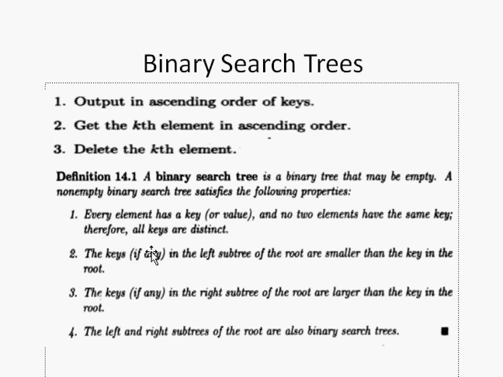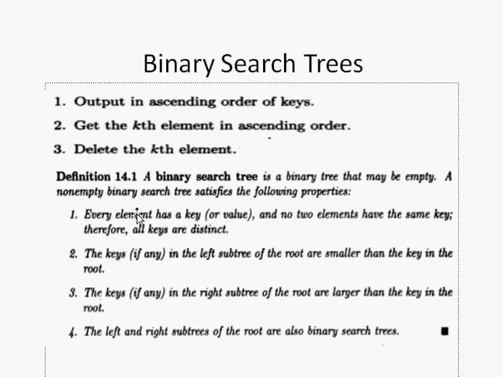Okay, and before that we will look at what this binary search tree is. So the definition of binary search tree: it is a binary tree. It might be empty, hence that may be empty. If it's non-empty, then it has to satisfy these 4 properties.